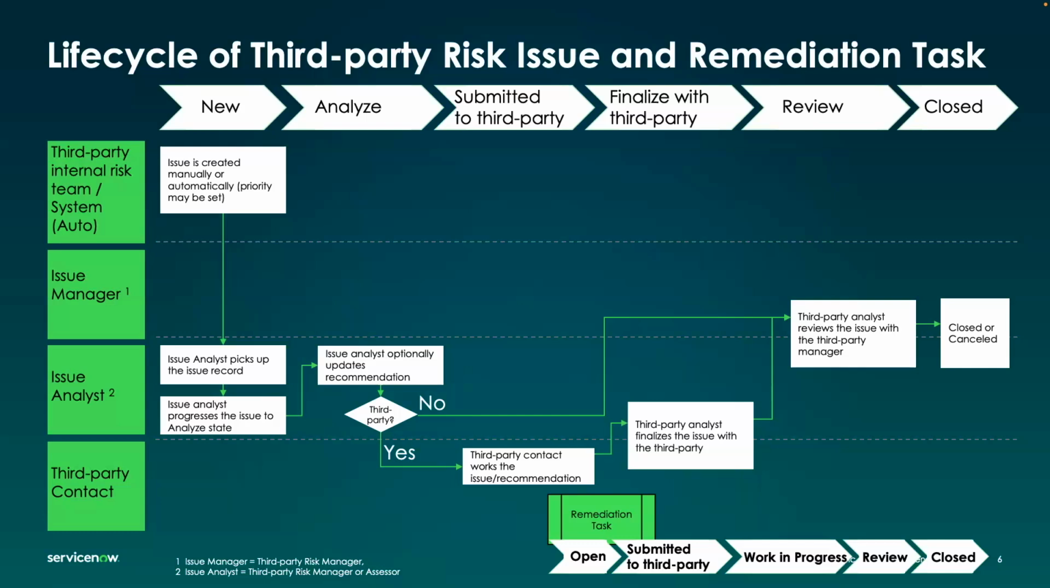All right, now let's walk through the lifecycle of a third-party risk issue step by step as it progresses from discovery to resolution. These stages provide structure, accountability, and traceability across the internal teams and third-party stakeholders. We'll start in the new stage. This is when an issue is first created, whether through an assessment, monitoring activity, or manual entry by a third-party risk manager. At this point, the issue is logged, assigned, and queued for analysis.